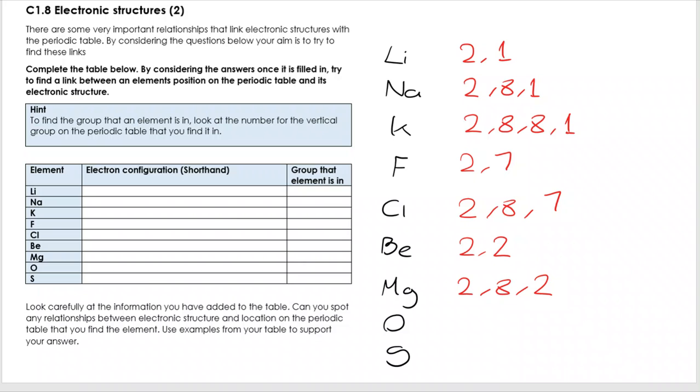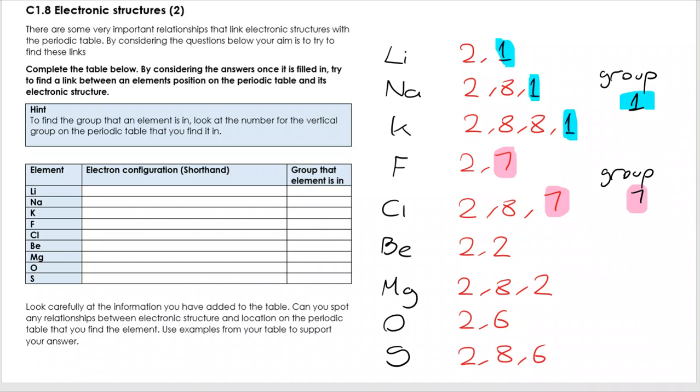And finally, we have oxygen and sulfur. Oxygen is 2, 6 and sulfur is 2, 8, 6. Now there's something really important to spot here. Lithium, sodium, potassium are all in group 1. They all have 1 electron in their outer shell. Fluorine and chlorine are both in group 7 and they have 7 electrons in their outer shell. Beryllium and magnesium, 2 electrons in their outer shell and they are group 2.